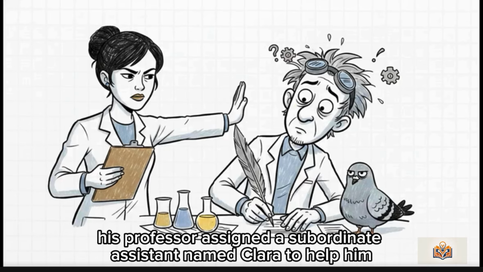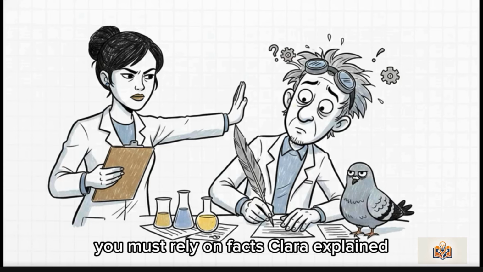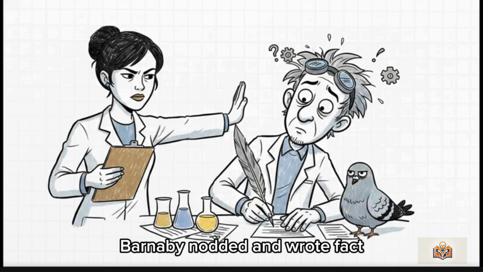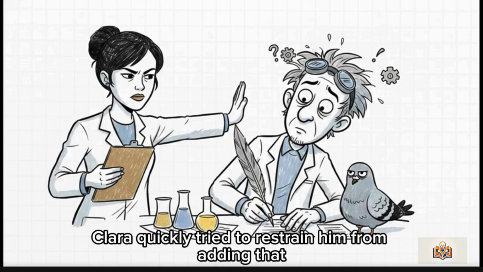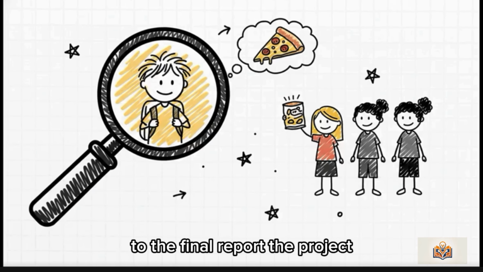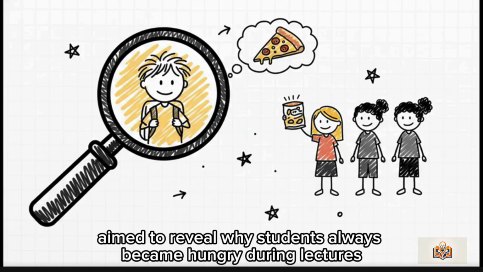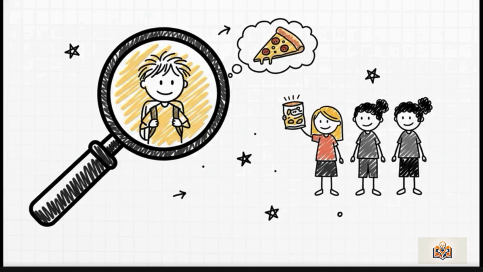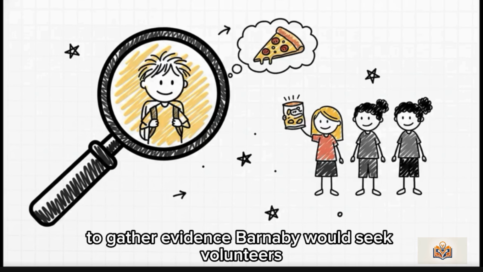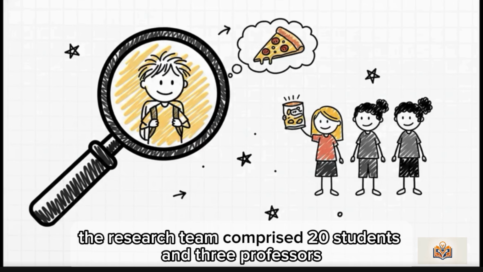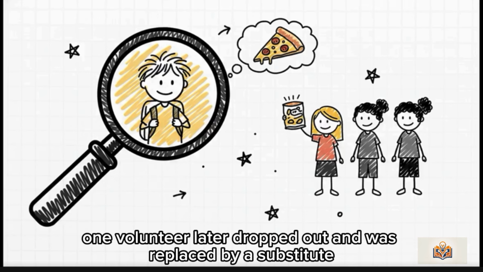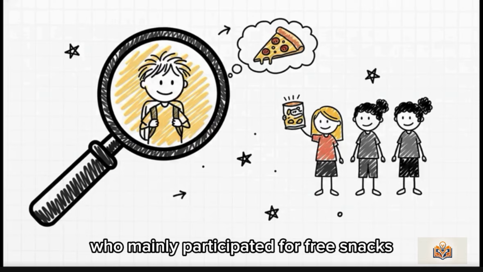His professor assigned a subordinate assistant named Clara to help him. You must rely on facts, Clara explained. Barnaby nodded and wrote, Fact, pigeons look suspicious. Clara quickly tried to restrain him from adding that to the final report. The project aimed to reveal why students always became hungry during lectures. To gather evidence, Barnaby would seek volunteers. The research team comprised 20 students and 3 professors. One volunteer later dropped out and was replaced by a substitute who mainly participated for free snacks.